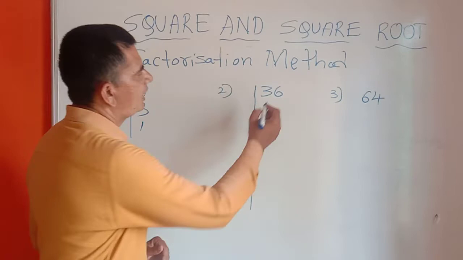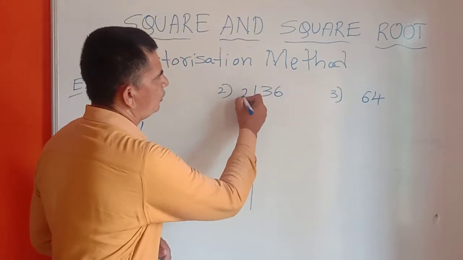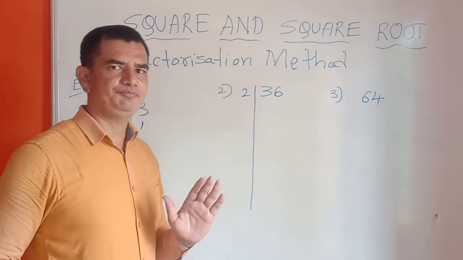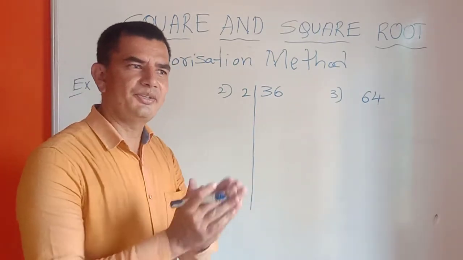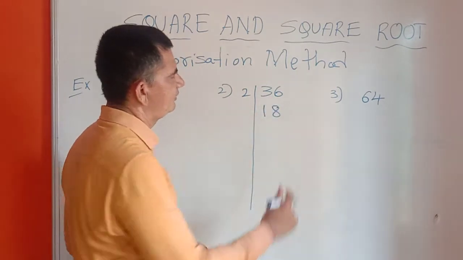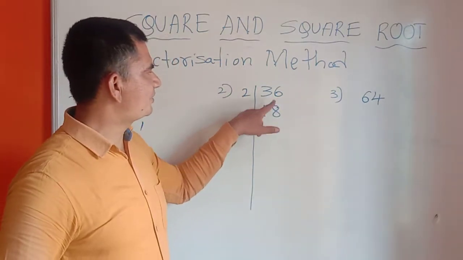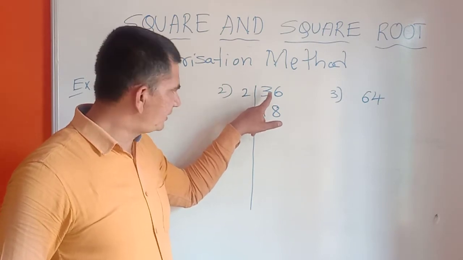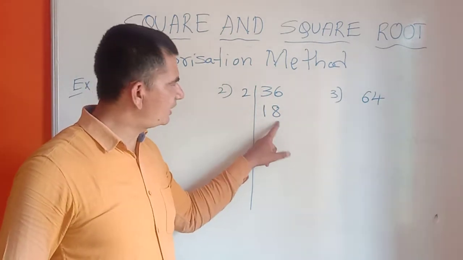So the number is even, so we can start with 2. In the 2 table we have to check whether 36 is there or not. 2 18s are 36. 2 1s are 2. 2 8s are 16. Students, if you don't know the 2 table for 36, if the number is too big, then you have to divide this number by 2. Then you will get this number.